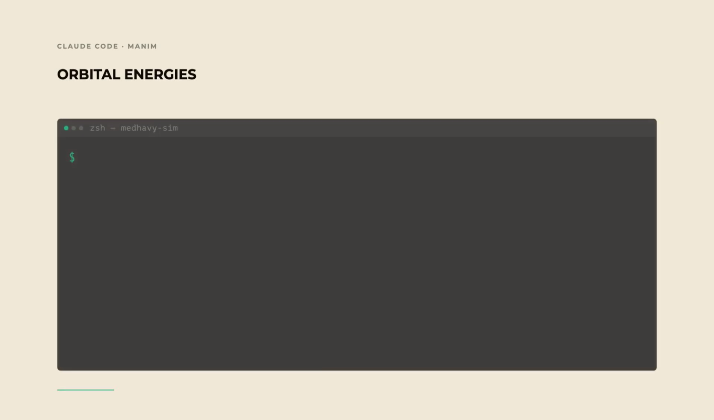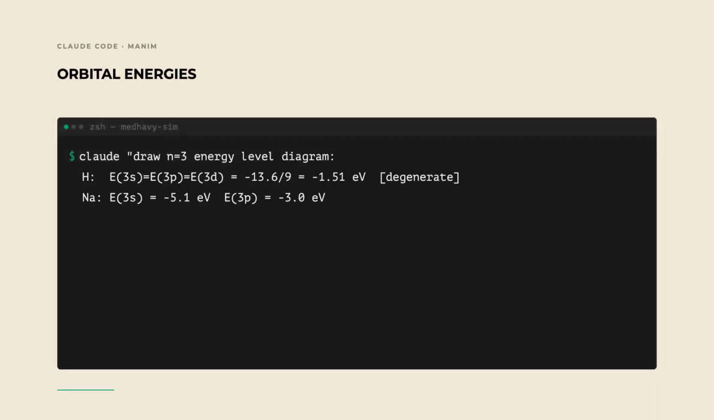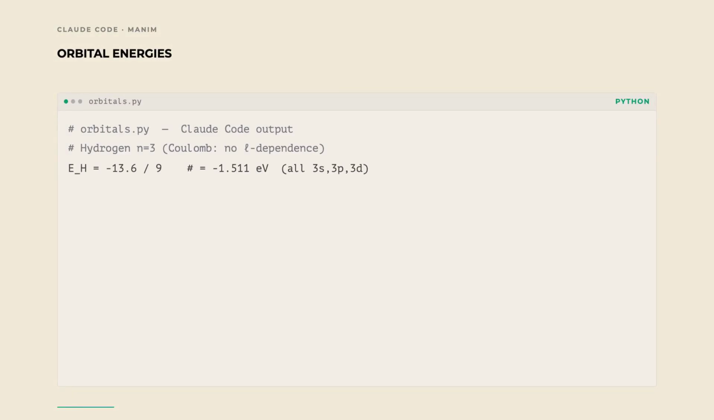The prompt: Claude Code Terminal, Claude, draw an energy level diagram comparing hydrogen and sodium for the n equals 3 shell. Hydrogen, all 3 subshells at minus 13.6 over 9 electron volts, degenerate. Sodium, 3s at minus 5.1, 3p at minus 3.0 electron volts, split by screening. Label the gap. Specify both atoms, the degeneracy, and the splitting. The CLI writes it. Read before running.